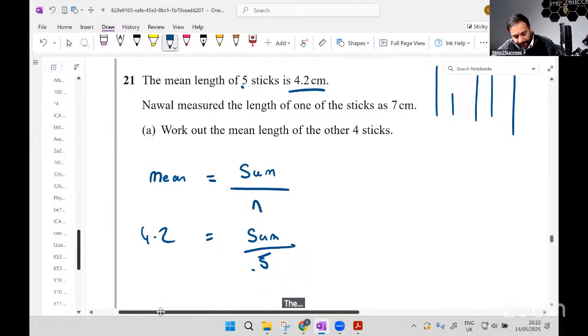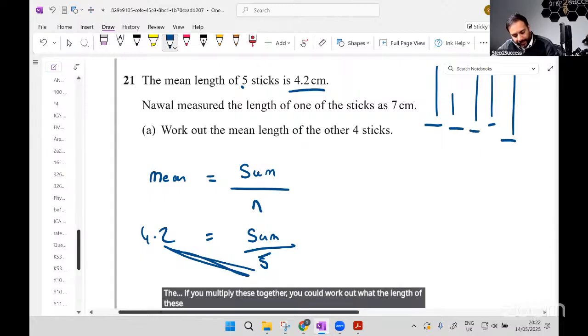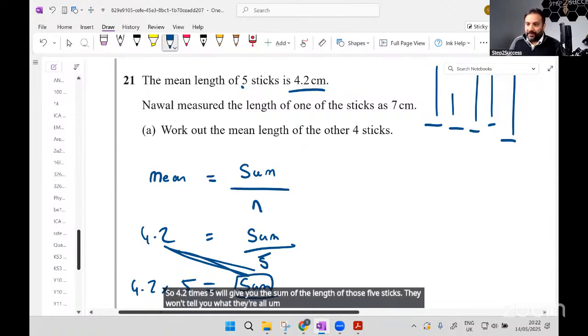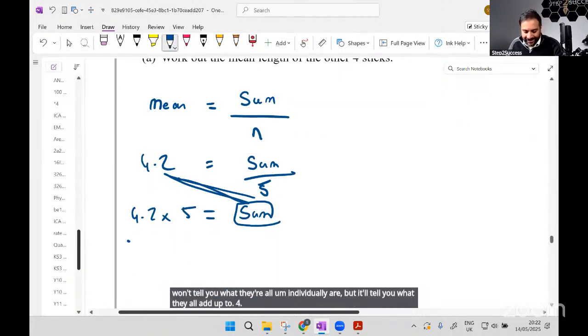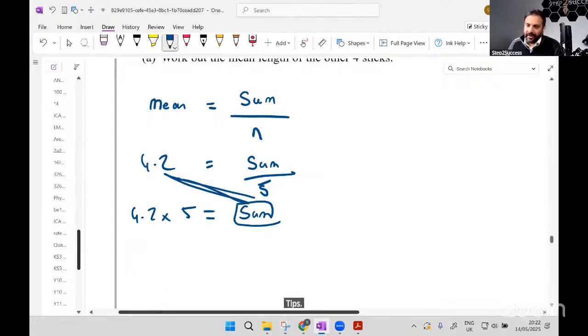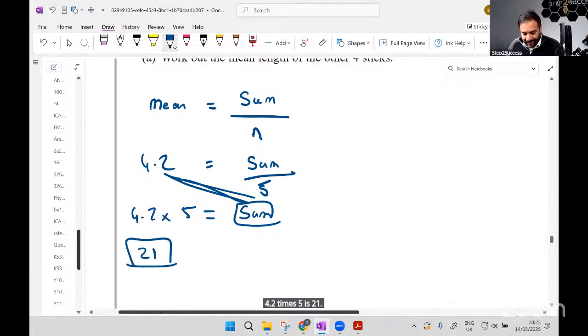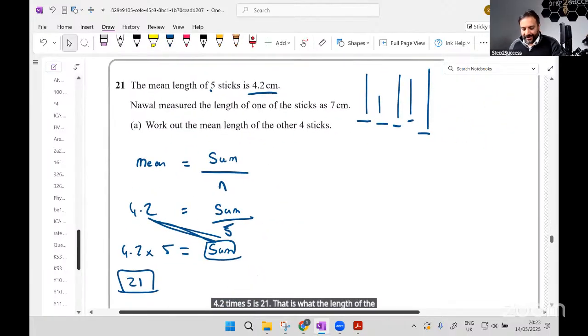If you multiply these together, you could work out what the lengths of these sticks add up to. So 4.2 times 5 will give you the sum of the lengths of those 5 sticks. It won't tell you what they all are individually, but it'll tell you what they all add up to. For non-calculator tips, if you're timesing by 5, what you could do is times by 10 and half it. So if you times by 10, you get 42. If you half it, you get 21. 4.2 times 5 is 21. That is what the lengths of the sticks add up to.